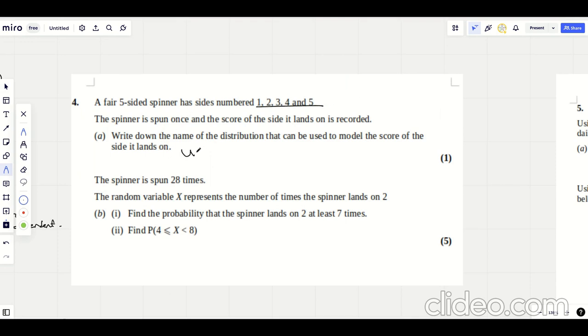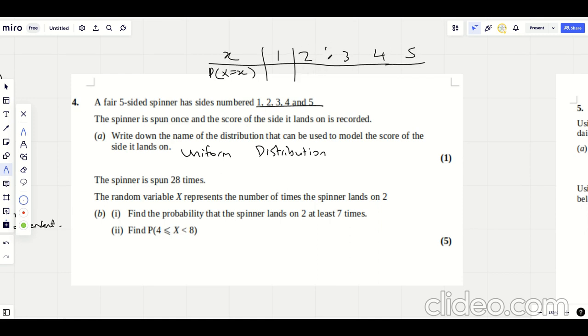Okay, uniform distribution. Yeah, people forget about this. It's a tiny bit of the course. A uniform distribution is any distribution, a discrete random variable, where the probabilities are all the same. The classic example being a dice: 1, 2, 3, 4, 5, 6. If the probabilities are all the same, then that's a uniform distribution. Well, this is a fair five-sided spinner, so this should have probabilities of a fifth, and that's a uniform distribution.